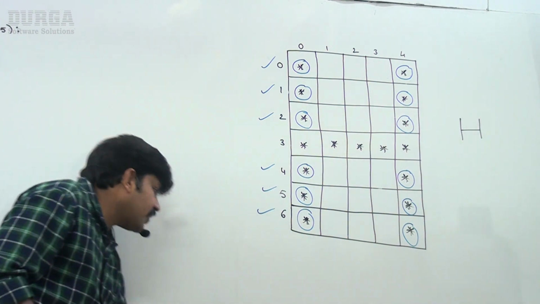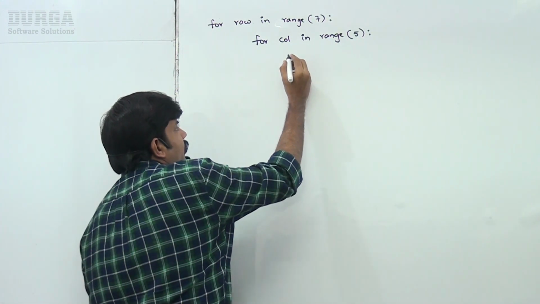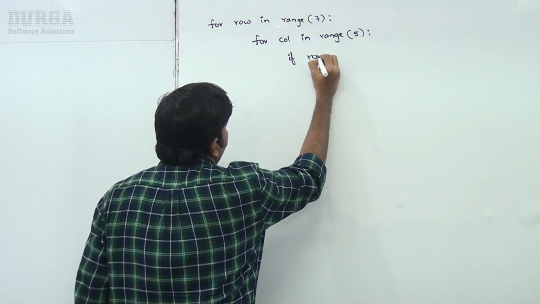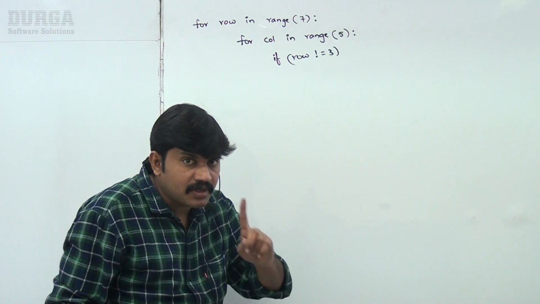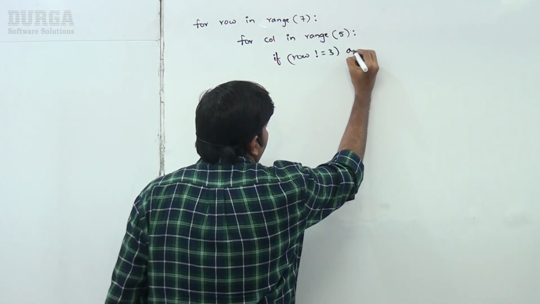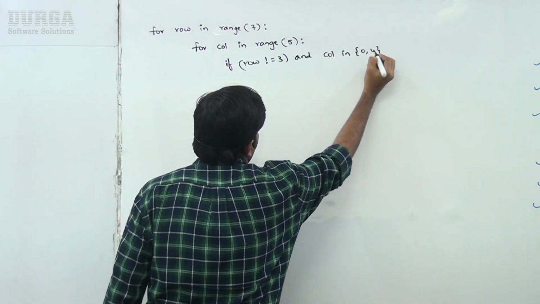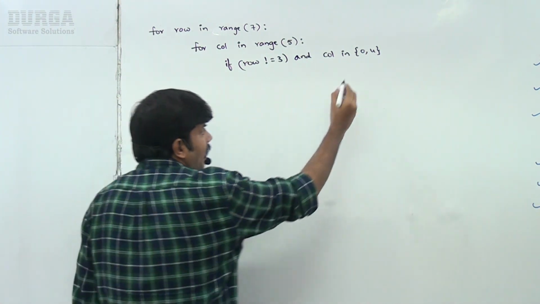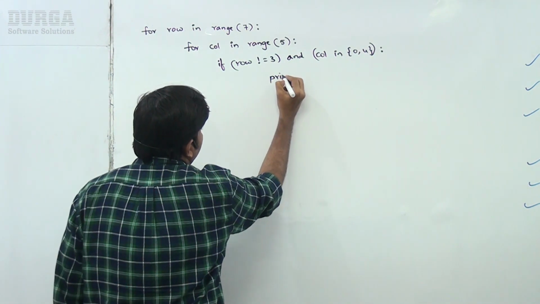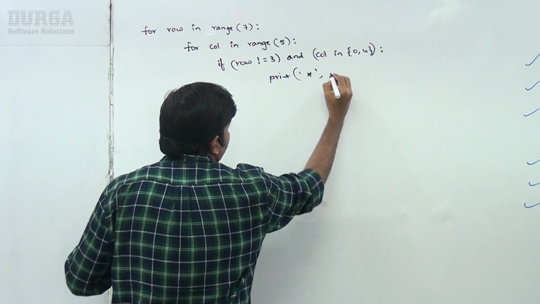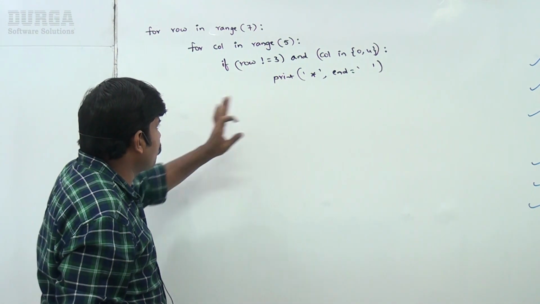Let me write the code for this. Observe carefully. For row in range of 6, for col in range of 5, if row is not equal to 3. What is the meaning of that? Except the third row, and col in 0, 4. That is, either the first column or the last column, print the star symbol, with end equal to space, so that it doesn't go to the next line.